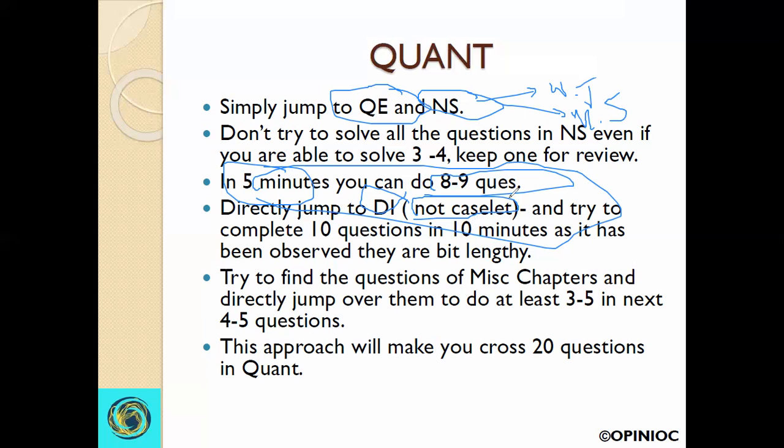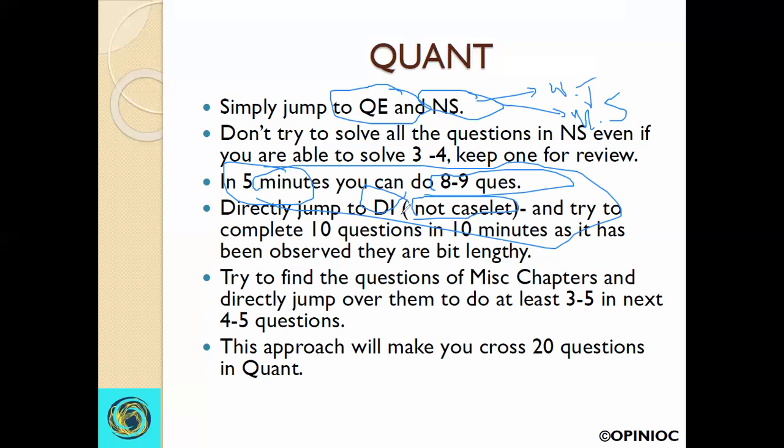What is the reason behind this? What is the rationale? Because it depends on your practice. If you don't have any practice in the Caselet DI, it will take you time to formulate the table from the statements which are given in the Caselet DI. It will take at least 2 minutes, or more than 2 minutes. And if you're giving 2 or 3 minutes to just make a table, not to solve the questions, it will be a blunder on your side.